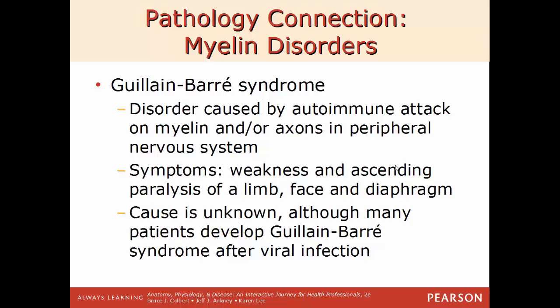Say a disorder that's caused by an autoimmune attack on the myelin and on the axons in the peripheral nervous system. Some common symptoms: weakness in the limbs, face, and diaphragm. And one of the key indicating factors of Guillain-Barré is the ascending paralysis. You lose function, starting in your feet and your lower legs, and that paralysis will eventually get higher and higher up in the body until it reaches the diaphragm, where it can be very serious. The cause of Guillain-Barré is unknown, but many patients who develop Guillain-Barré develop it after having a viral infection.